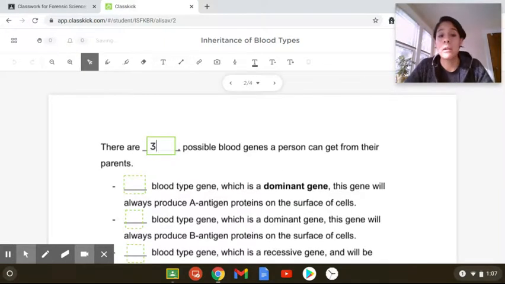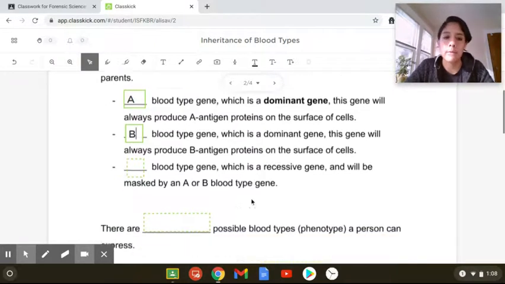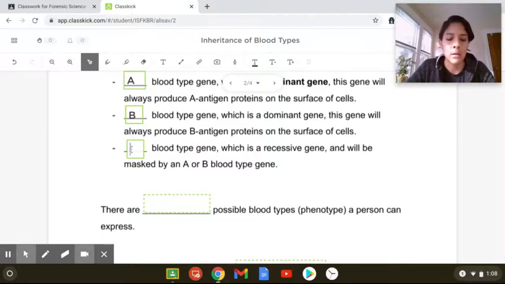There are 3 possible blood genes a person can get from their parents. You can get an A blood type gene, which is a dominant gene. This gene is always going to produce A antigens on the outside of the protein. You can get a B gene from your parent, and a B blood type gene is also a dominant gene. Anytime the B gene is present, you're going to produce B proteins on the surface of the red blood cells. Or you can have an O blood type gene, which is the recessive gene and is masked by the A and B blood type genes.